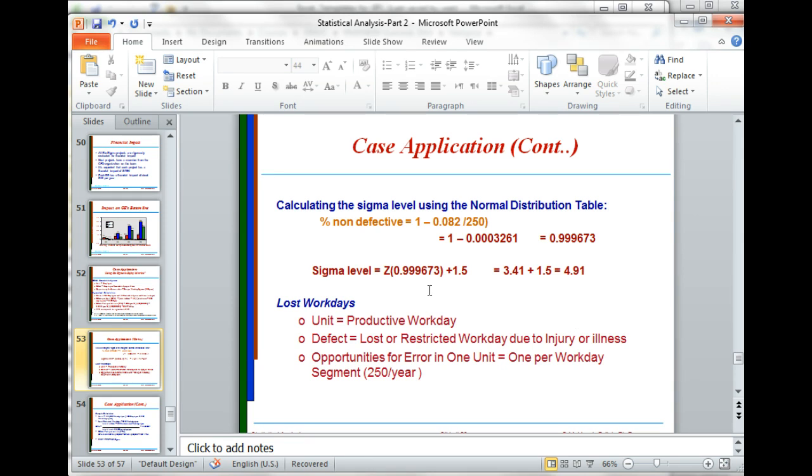If you get the parts per million, you can go to a table, and I'll show that shortly. Or if you get the percentage defective and percentage non-defective rate, you can use the z-value and add 1.5 to it.